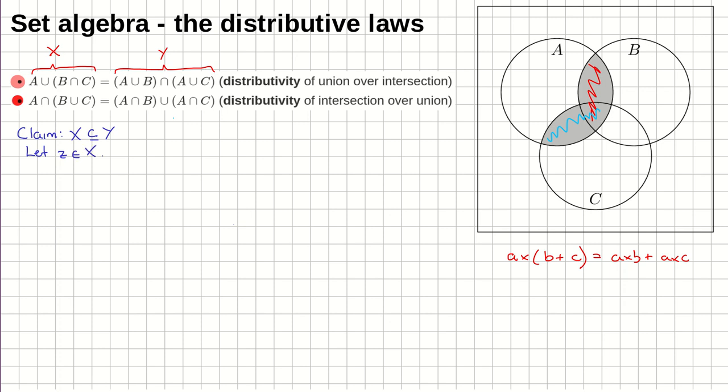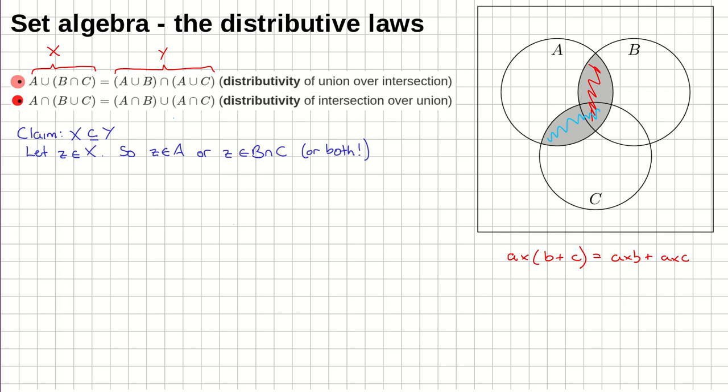Okay, X is A union (B intersection C). So either Z is in A or Z is in B intersect C, or both.